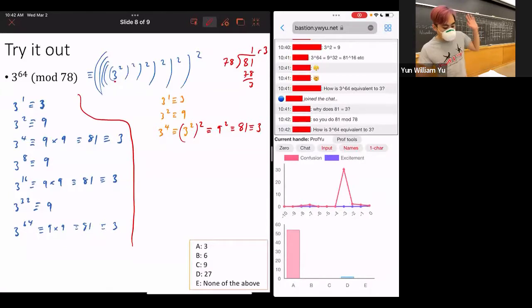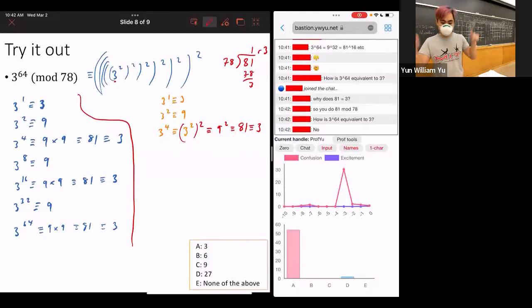Okay, so now what we've shown so far is that 3 to the 4 is equivalent to 3. Okay? Is everyone fine with that? So far, 3 to the 4 is equivalent to 3. If anyone does not understand that, please post that in the chat right now, because that's what we're building off of.